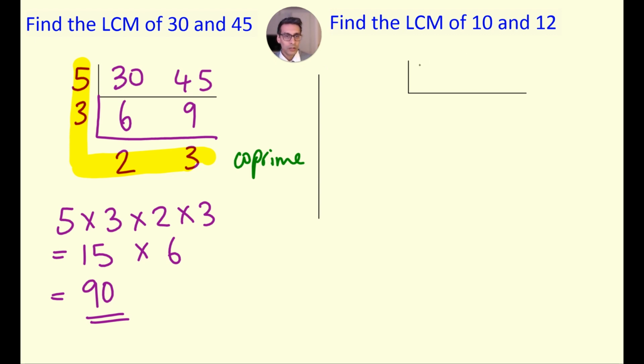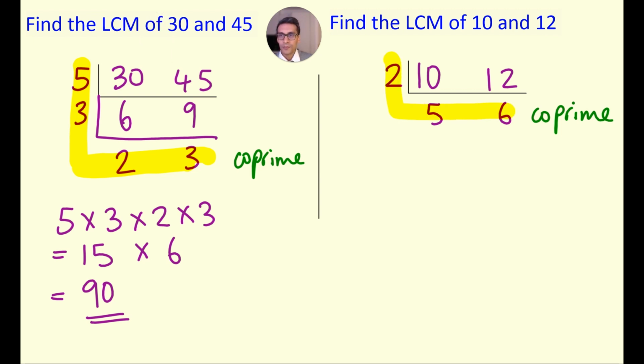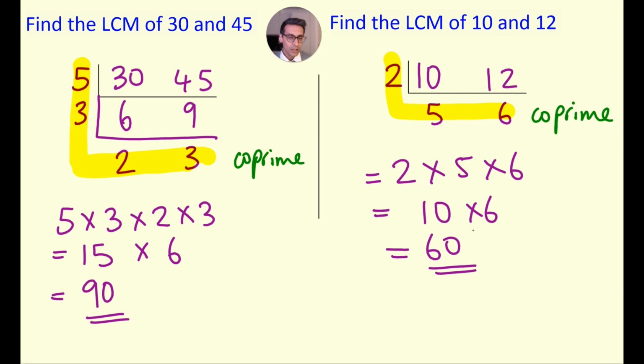Okay, so we're going to write the two numbers here, 10 and 12. Now I can divide them both by 2 to get 5 and 6. Now 5 and 6 are co-prime, because there's nothing that divides both of them other than 1. So we stop here and then we draw the L shape and we multiply these out. So this is going to be 2 times 5 times 6, which is 10 times 6, which is 60. So the lowest common multiple of 10 and 12 is 60.